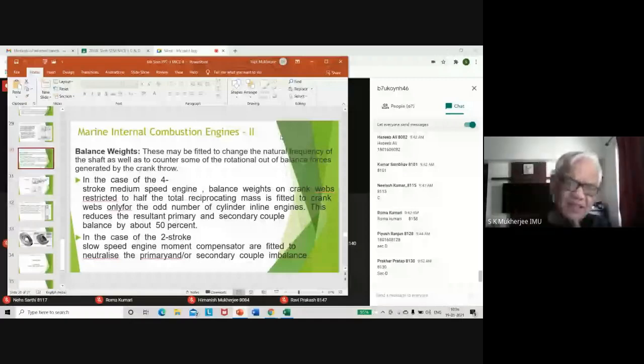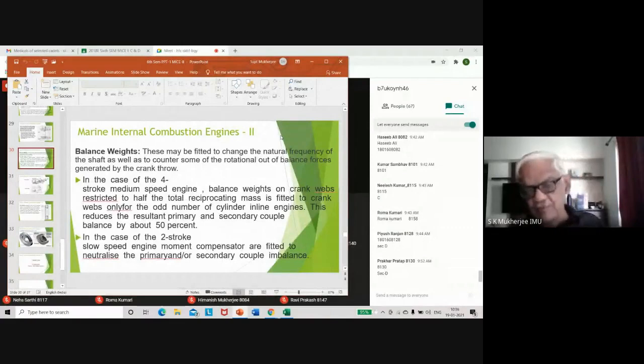So what should be the mass of the weight? Well, theory says it should be equal to half the reciprocating mass. Half the reciprocating mass means half the weight of the piston assembly and connecting rod. They are reciprocating. So whatever mass is there, half that mass is to be added on each crank web. All right. So that is how it is.